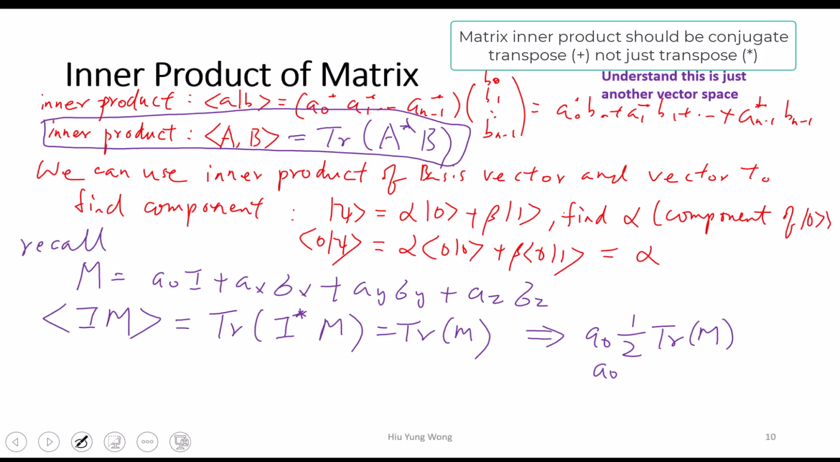No, this is not, I'm sorry. A0 equals this one, right? So this is just like the inner product of I and M. Do you see that? I want to find the coefficient in front of 0. I do the basis to the whole vector. I want to find the coefficient in front of I, I do the same thing. The basis is I to the whole matrix. And then I get the A0.